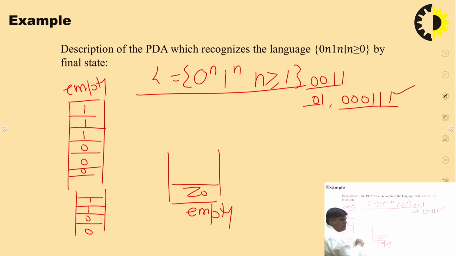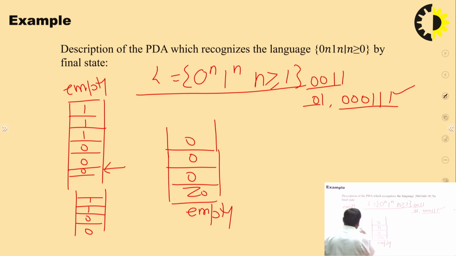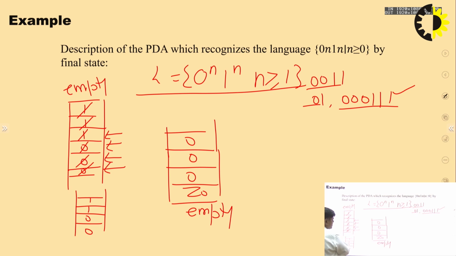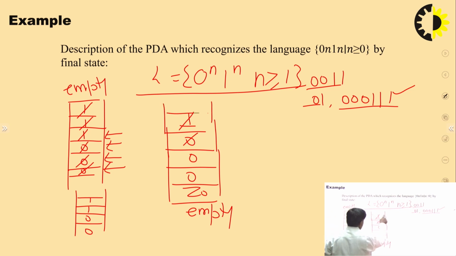When the control reads a 0, the 0 is inserted into the stack. The control reads the input from the tape and inserts all the 0s into the stack. Then, for each 1, a 0 is popped. It means if the input is 1, then one 0 is popped from the stack.